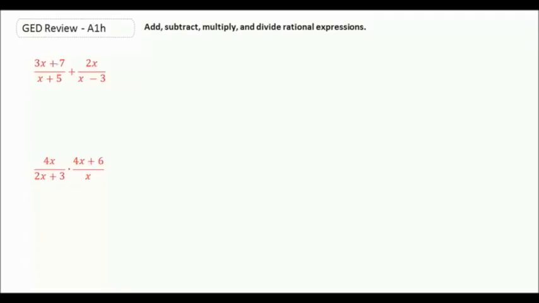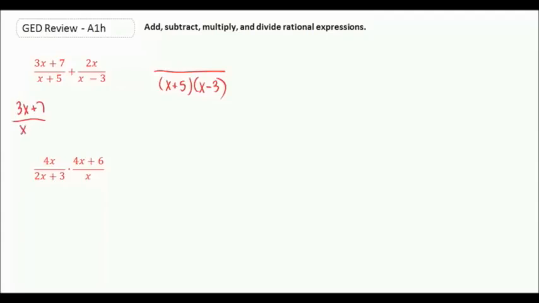Okay, so here we have 3x plus 7 over x plus 5 plus 2x over x minus 3. It's just like if we were adding fractions with just numbers. We need to find a common denominator. And in this case, our common denominator is going to be x plus 5 times x minus 3. All you need to do is multiply your two denominators together. However, whatever we do to the denominator, we need to do to the numerator.